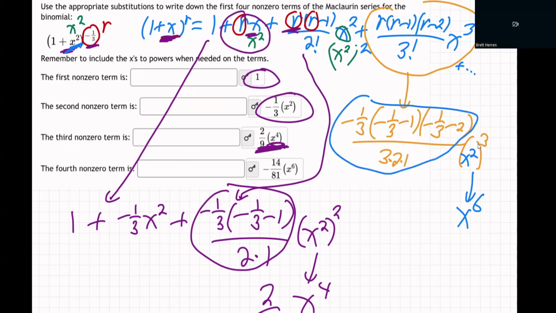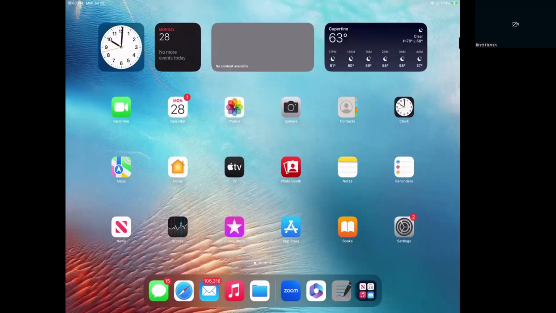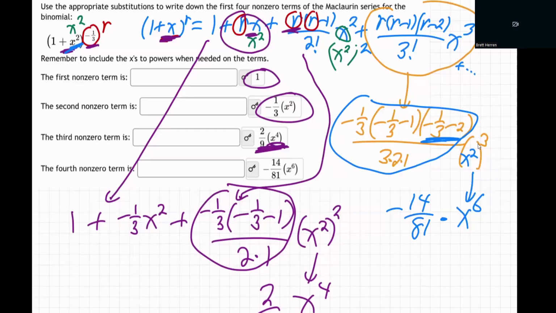Well, I'll go to Desmos again. I'm just going to add this term to the back now. Minus 1/3 minus 2. Parenthesis, minus 1/3 minus 2. And then on the bottom, it's going to be 3 times 2. And there we go. Minus 14/81. So this is minus 14/81 x to the 6. Is that what they got? Yep. Minus 14/81 x to the 6.